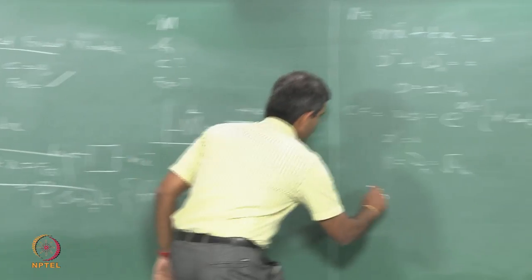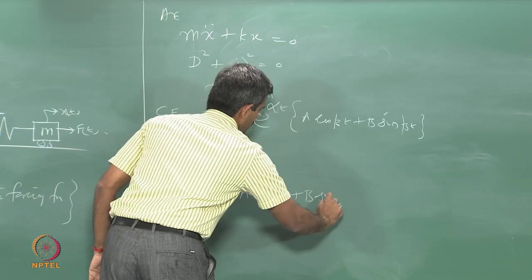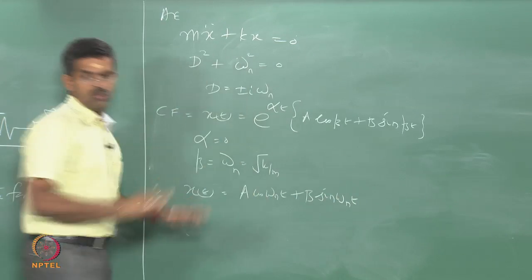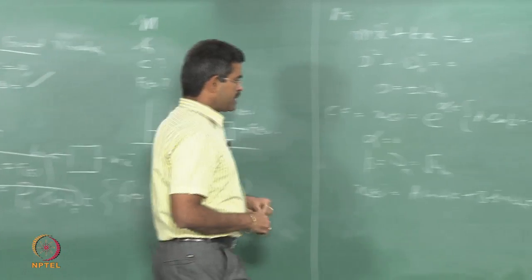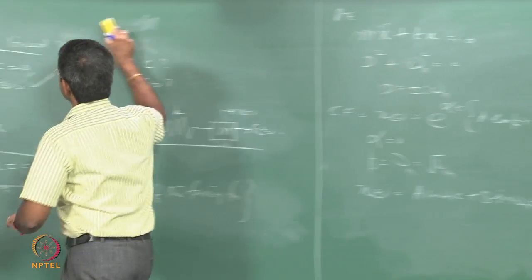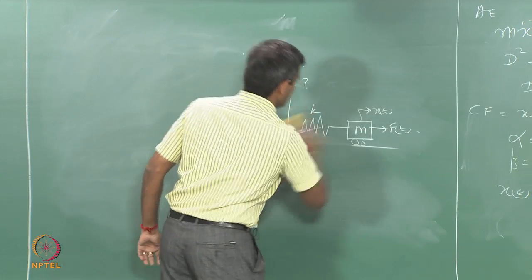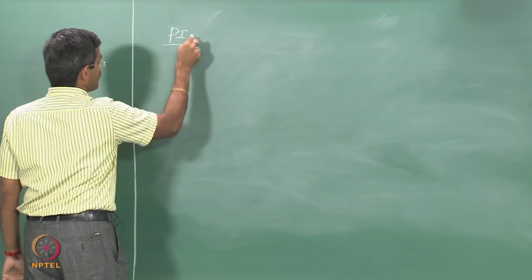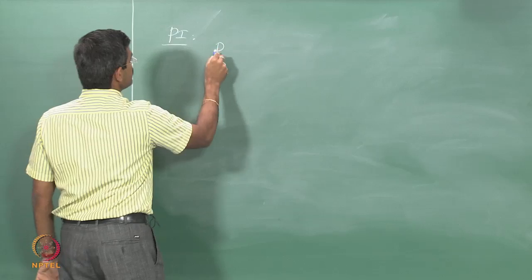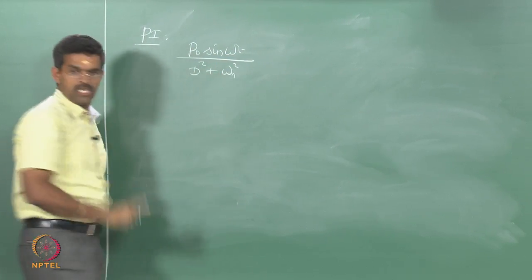Now, I write the complementary function x of t is a cos omega n t plus b sin omega n t. There are two unknowns a and b, I can evaluate them from the initial conditions. Now, let us go to the second part of the solution, which is the particular integral. So, the particular integral is the second part of the solution. The right hand side is p0 sin omega t by d square plus omega n square, that is what I have in my equation.